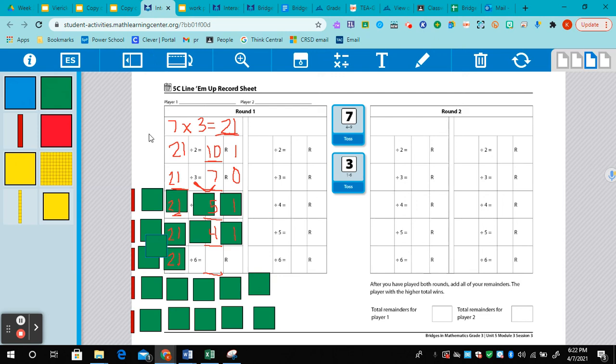Remember, draw it out if you also want to. I forgot to mention that. Or use the tiles. They do help to visualize it.